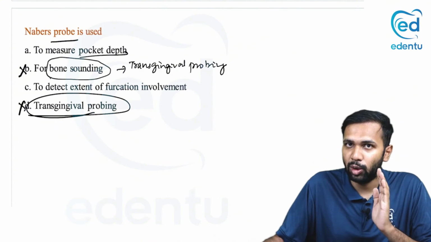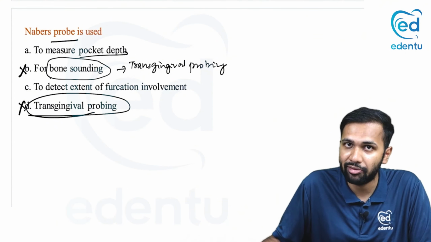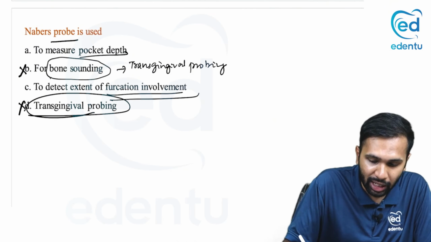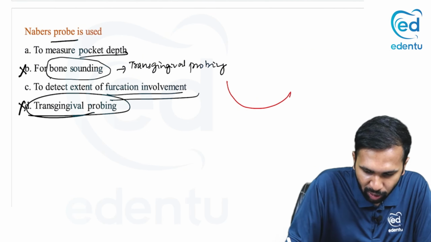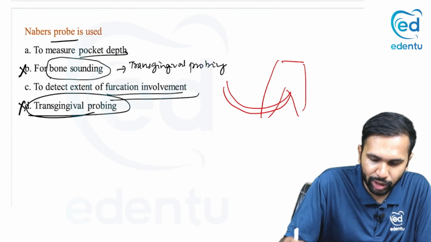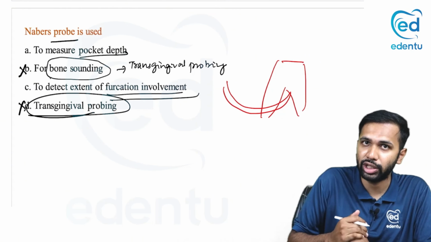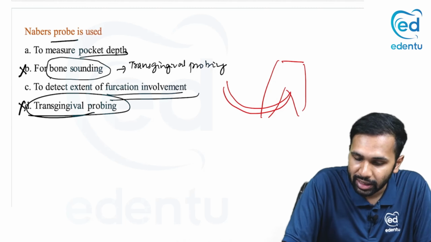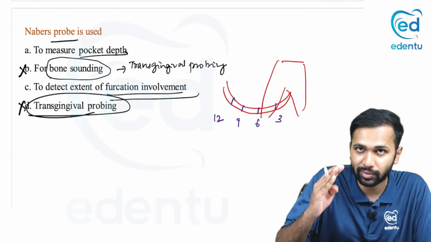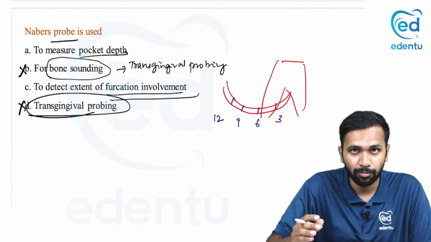A Neighbor's probe is a special kind of probe that we have read. It is used to measure the extent of furcation involvement. I've told you it is a curved type of probe, so that it goes into the furcation region and you measure the extent of horizontal furcation involvement. Not only that, this Neighbor's probe is graduated at every 3 millimeters: 3, 6, 9 and 12 millimeters. It has 4 markings, right?